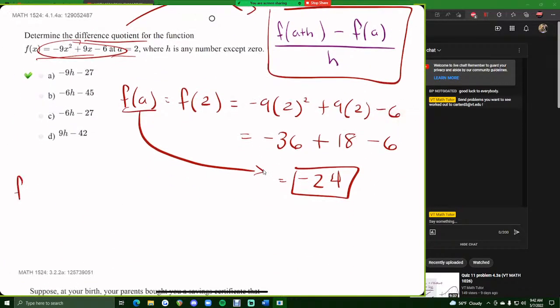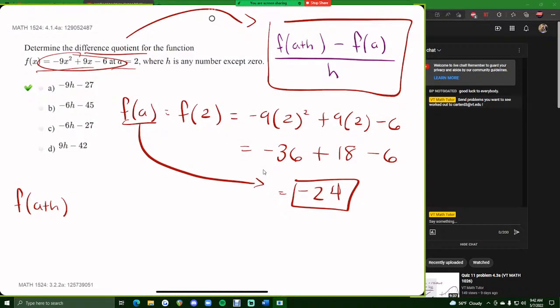Now it might help to find f of a plus h. Here's the trickier part about this problem. Again, we are told that a is equal to 2. So really we are finding f of 2 plus h.